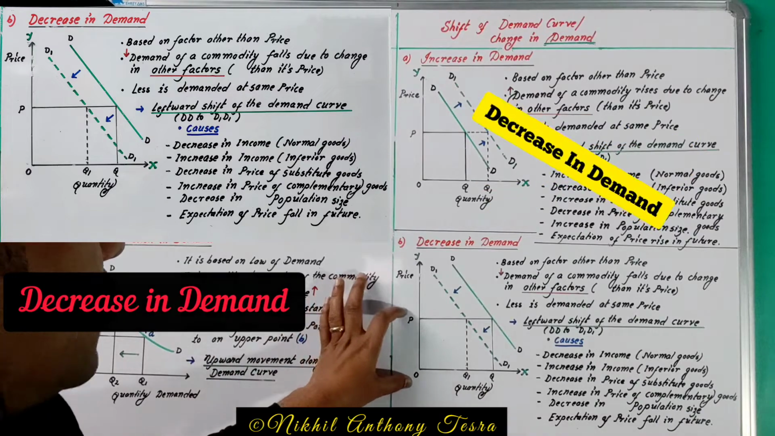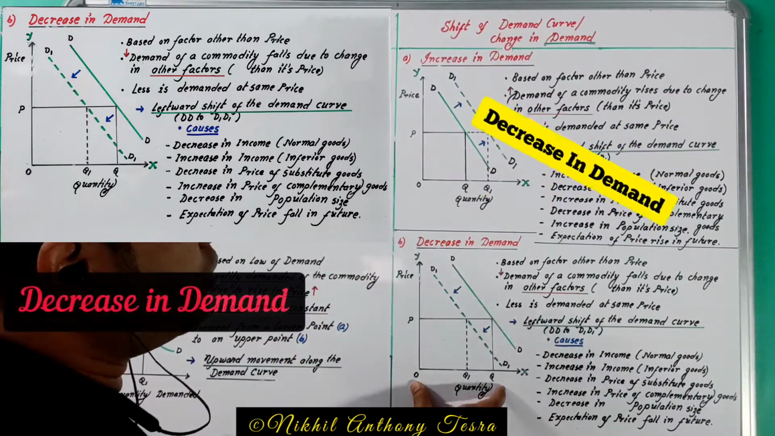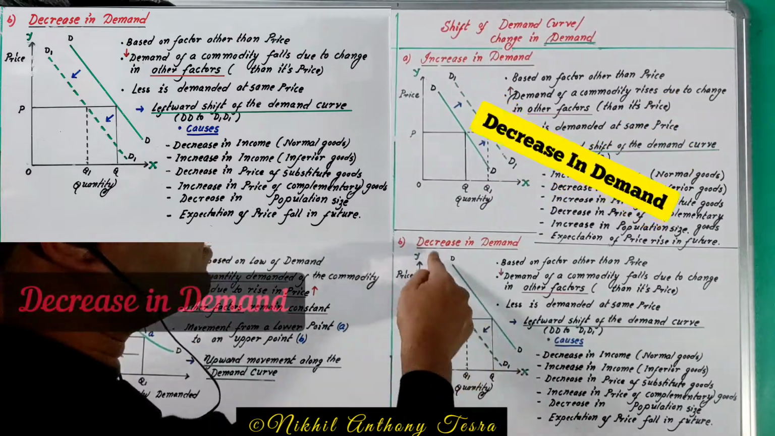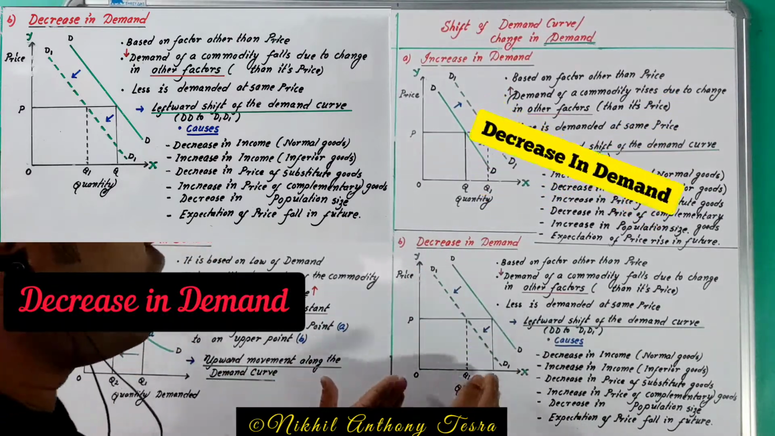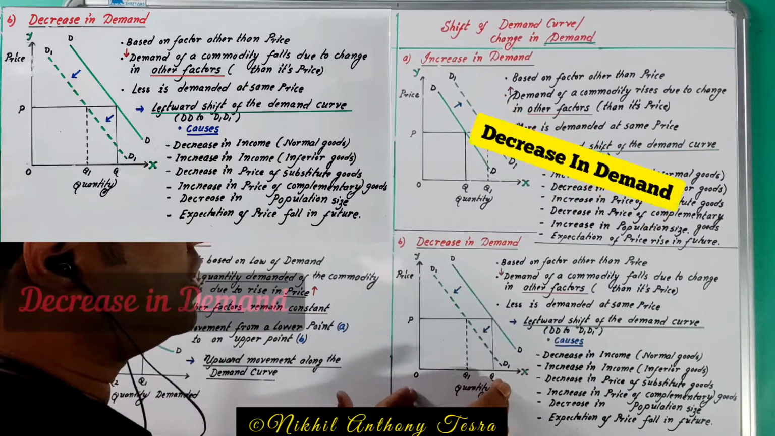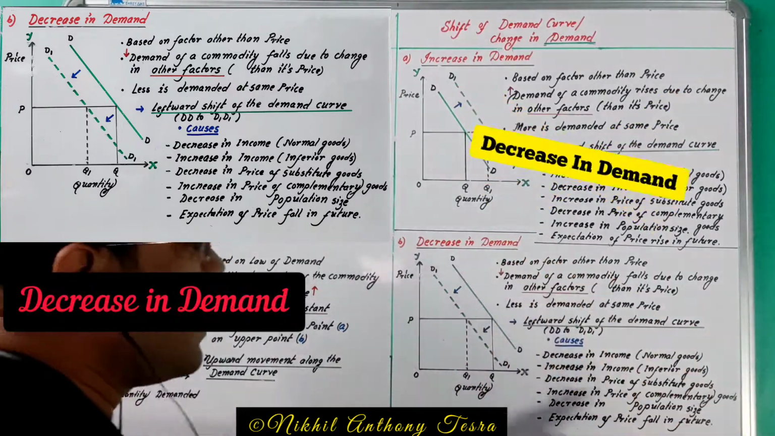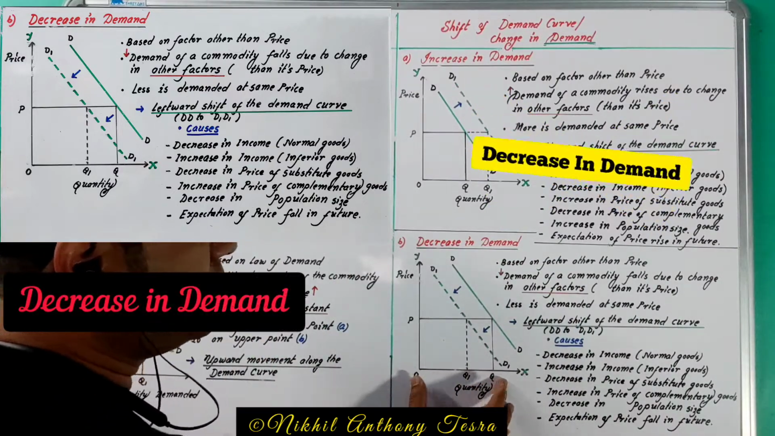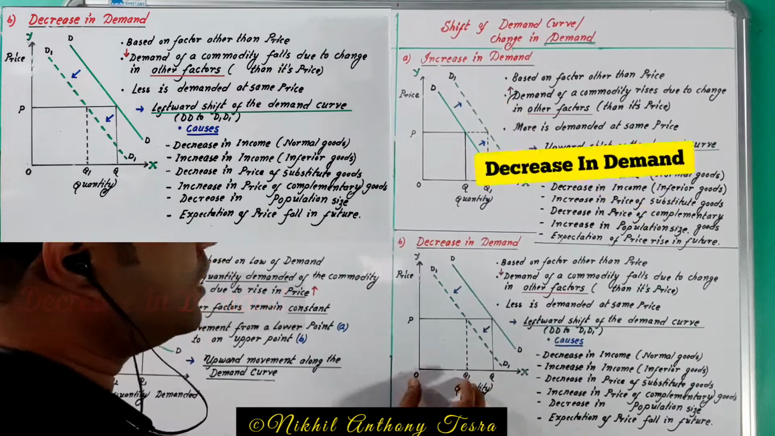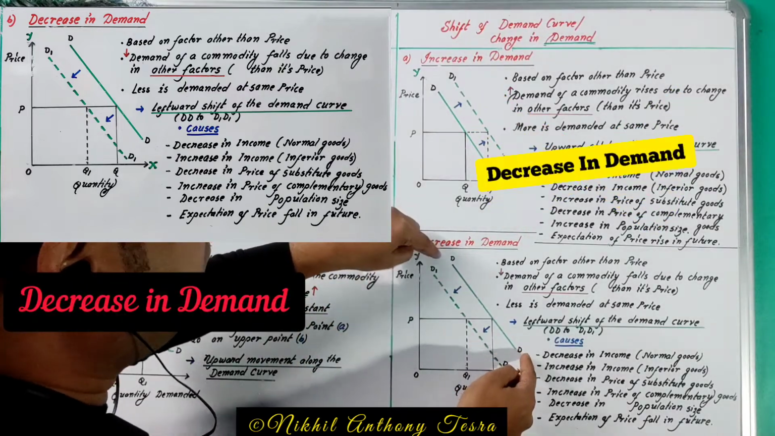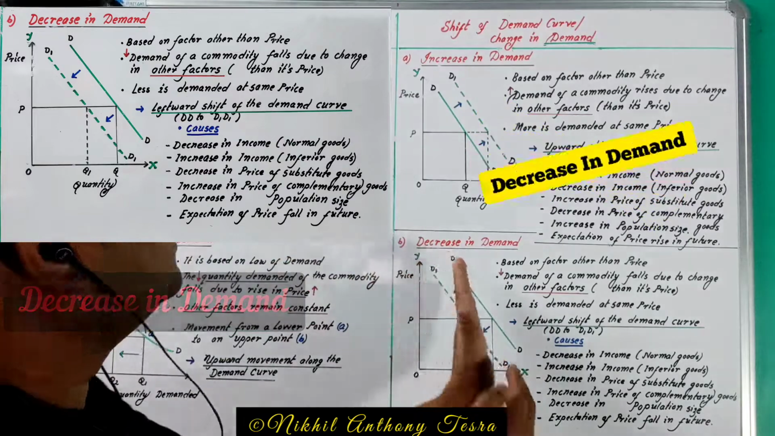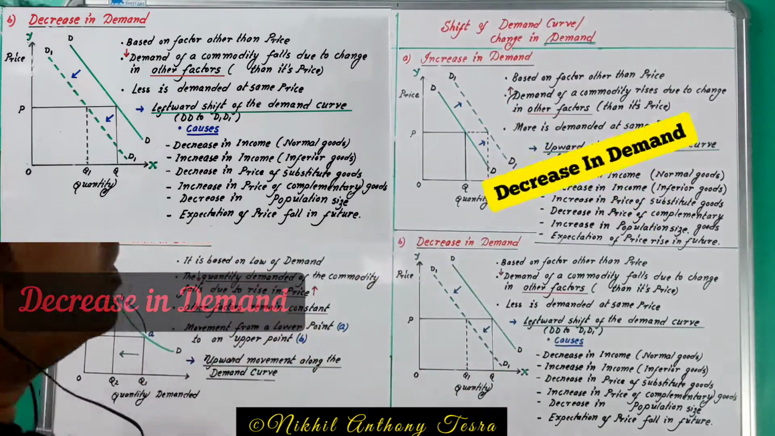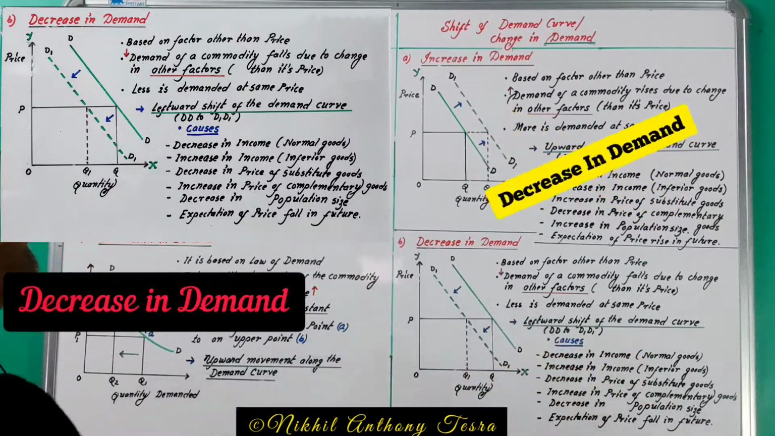Initially, suppose friends, the price was OP and the quantity demanded of the commodity was OQ. At that time DD was the demand curve. Now friends, the demand of the commodity falls due to change in other factors, not due to change in price. In this case, as the quantity demanded reduces from OQ to OQ1, the demand curve shifts from DD to D1 D1. So there is a leftward shift of demand curve from DD to D1 D1.